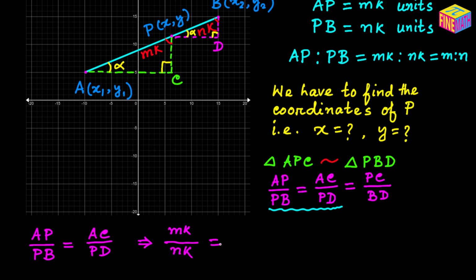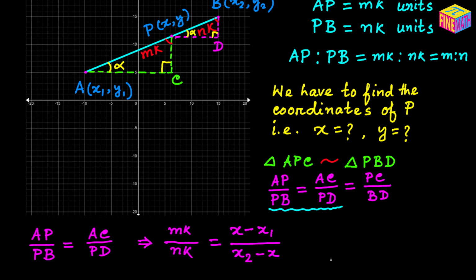So that is equal to, what is the length of AC? Well, AC would be the distance between x and x sub 1, I mean the difference between x and x sub 1. So that would be x minus x sub 1. And then divided by, what is the length of PD? Well, PD will be clearly the difference between x sub 2 and x. And that's what we arrive at, right?